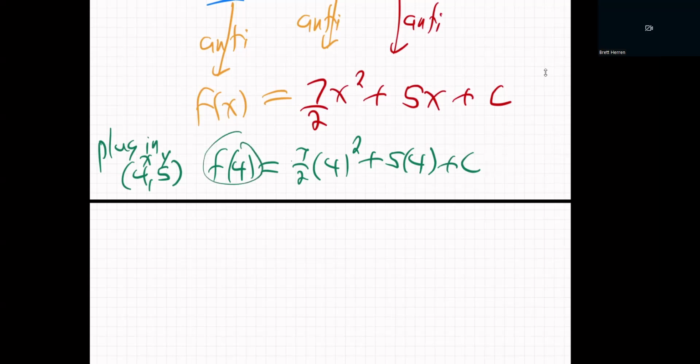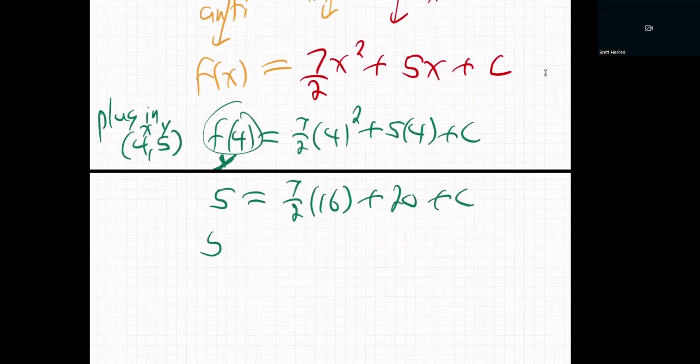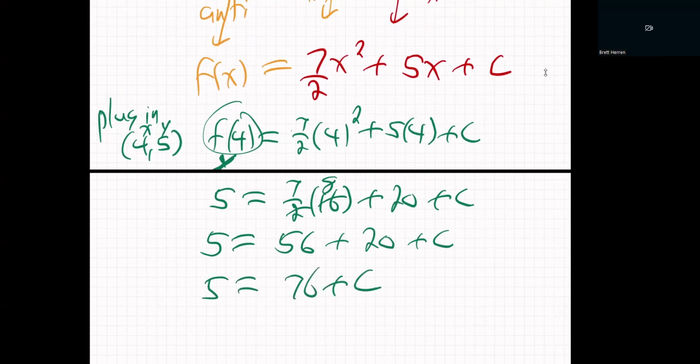f of 4, remember, function values are y values. What's the y value? 5. So 5 equals 7 halves times 16 plus 20 plus the constant. I can solve for the constant. That's going to be 56 because 2 goes into 16 8 times. So 56 plus 20 plus the constant. What's that? 76 plus the constant.